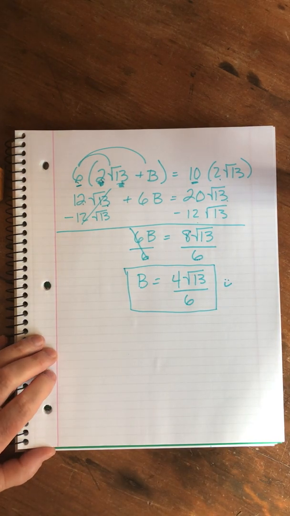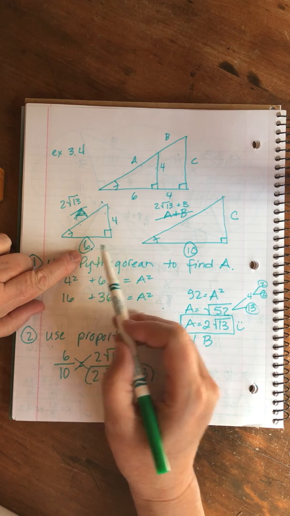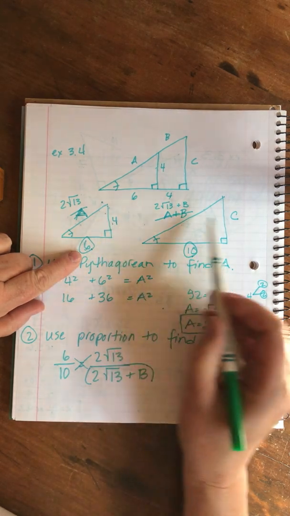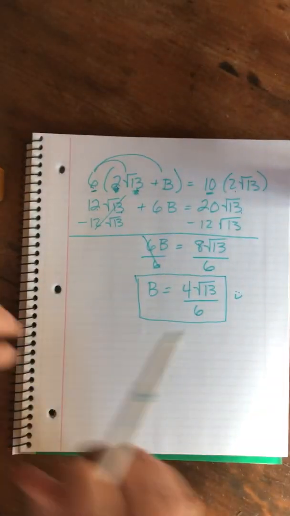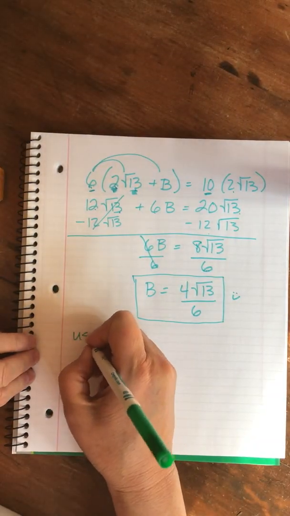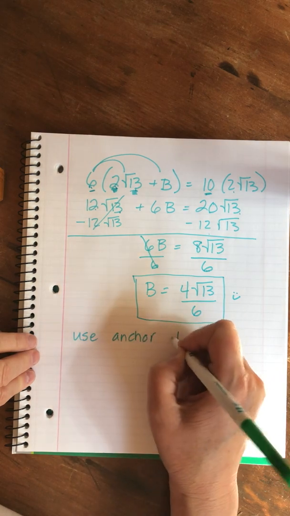Okay, and then we have to figure out c as well. Flipping back to look at my picture. C is going to be easy though because we can use our anchor proportion and then 4 over c. So 6 over 10 equals 4 over c. So we're going to use our anchor to find c.